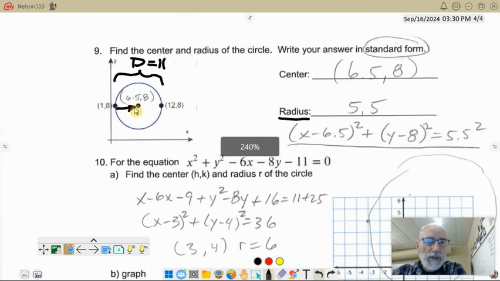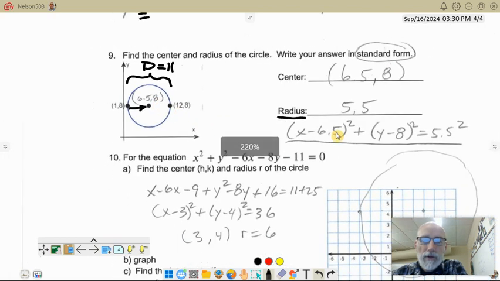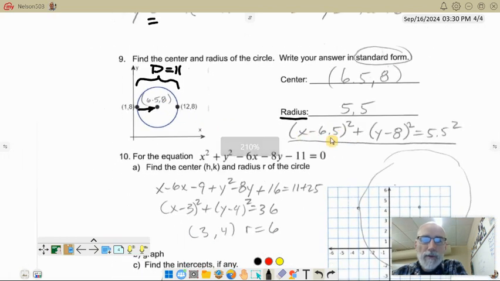Let me zoom in a little bit. So I went over 5.5 from 1. That puts me at (6.5, 8). You take those numbers and you put it into standard form. You get x minus 6.5 squared plus y minus 8 squared equals 5.5 squared, right? I mean, that's kind of all there is to it for standard form and finding the center. You had to be careful getting from 1 out to that center. If you knew you were going to go all the way across on a diameter, it'd be 11, right? Cut that in half and so on and so on.